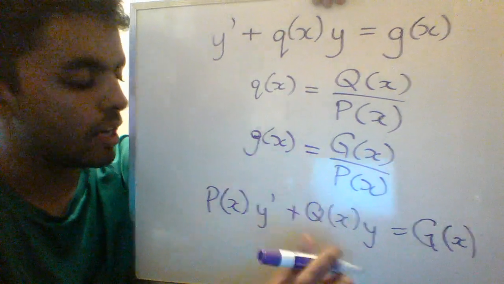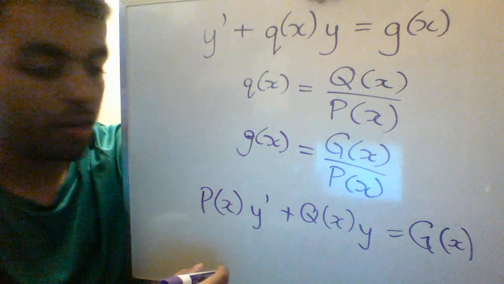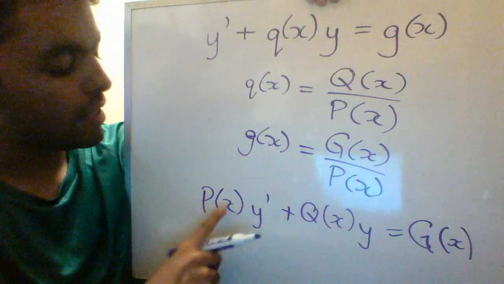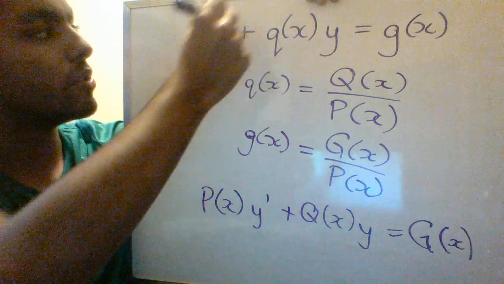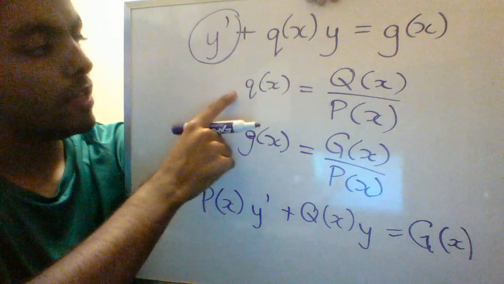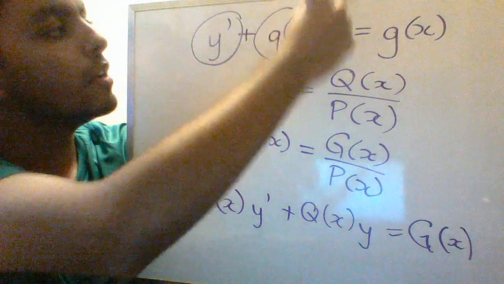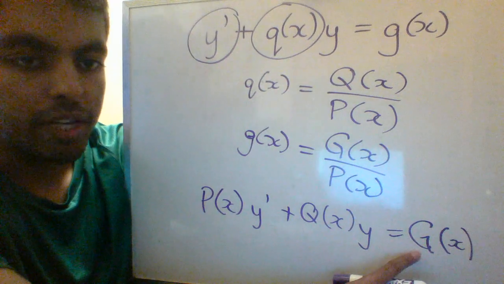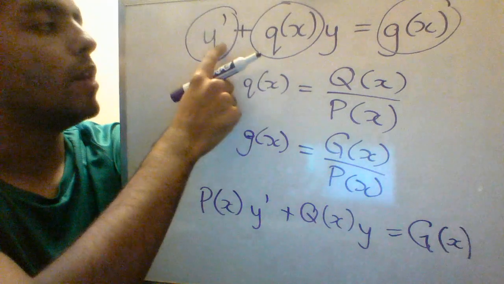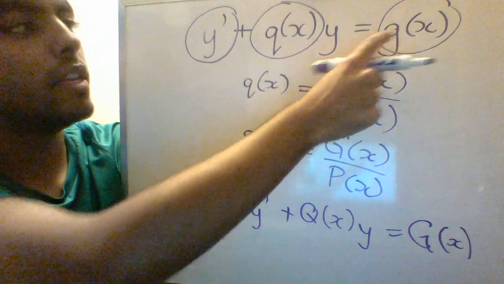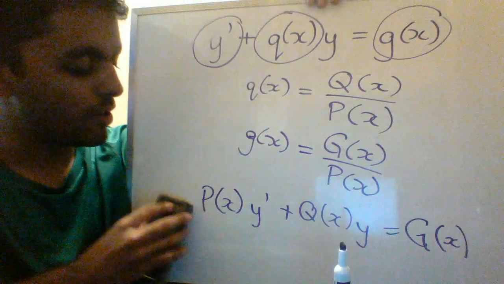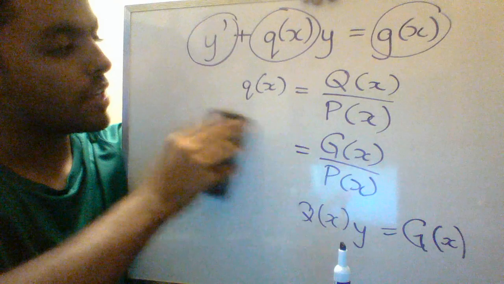And so that's why we had the p in there, and what we did is we divided out each term by p, and so when you divide this first term out by p, then the p of x term disappears and you're left with just this y prime. When you divide big Q by big P, we call that little q, and we put that right here. And when you divide big G by big P, we call that little g, and we put that right here. And so now we have y prime plus q times y equals g. That's little q and little g.